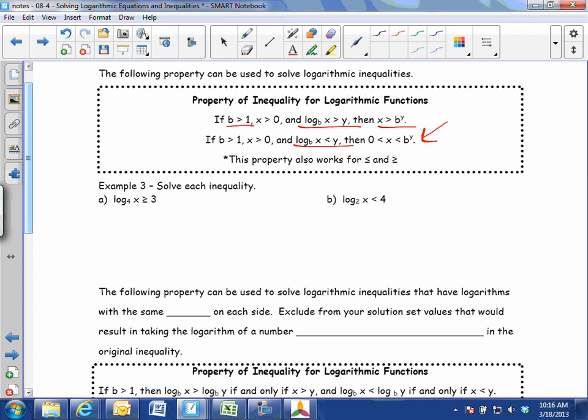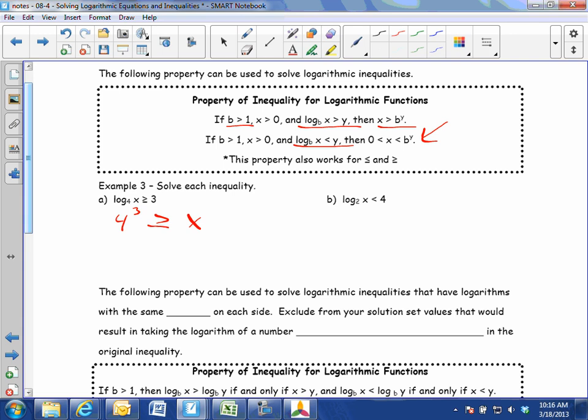Alright, let's look at this one. If I'm going to solve this inequality, first, since the log is already by itself, I would write it so we have an exponent. What's our base? 4. What's our exponent? So we're going to have 4 to the third. And we're going to have an equal sign because we have greater than or equal to. Greater than or equal to x.